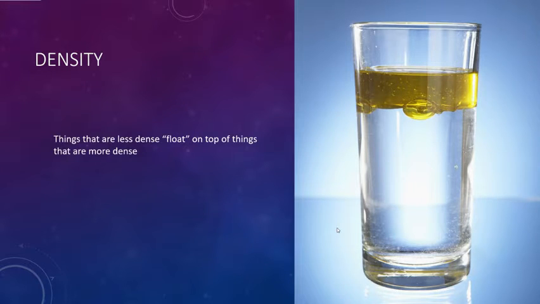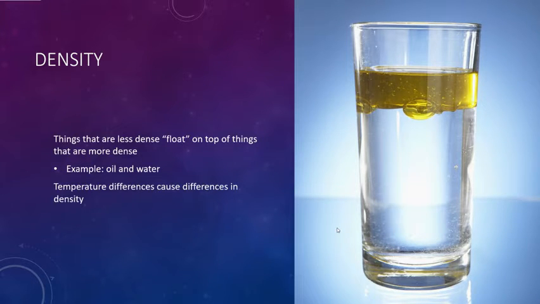As you can see in this example, if you have a glass of oil and water, the oil is less dense than the water, so it will rise to the top, it will float on top. Another common occurrence for this are things that are hot and cold, where there's a difference in temperature between objects of the same substance, like hot and cold water, hot and cold air. Hot air is less dense, so it rises above the cold air.